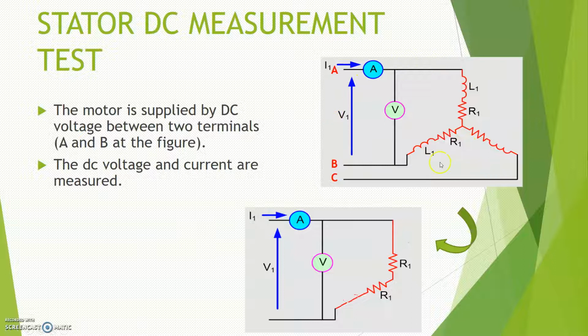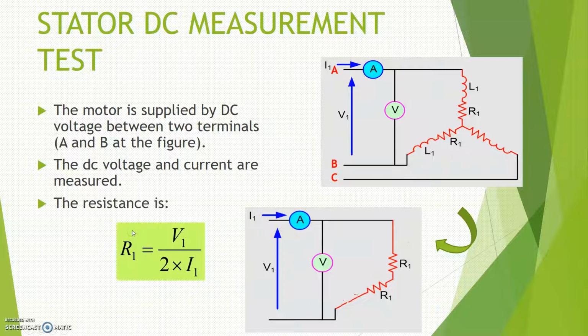Based on this connection, you can further simplify your circuit. Since you supply DC voltage, the inductances L1 can be neglected and become short circuits, because you apply DC voltage across the inductance. So this is the new simplified circuit. Applying Ohm's law, V equal to IR, R1 will be equal to V1 divided by 2I1. This is how you determine the value of R1 for the equivalent circuit of the induction machine. So that's all for now.